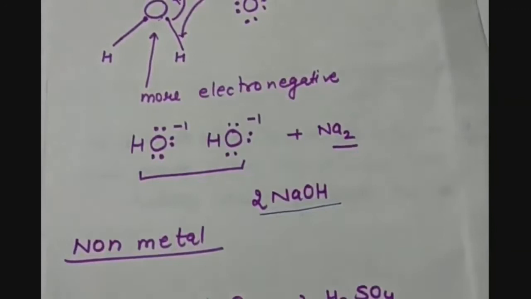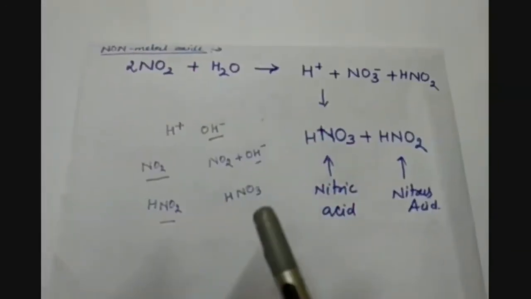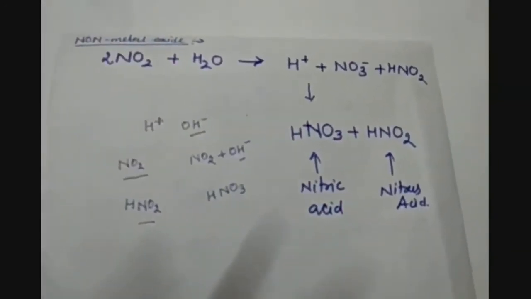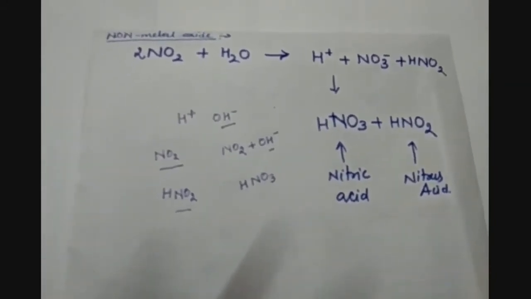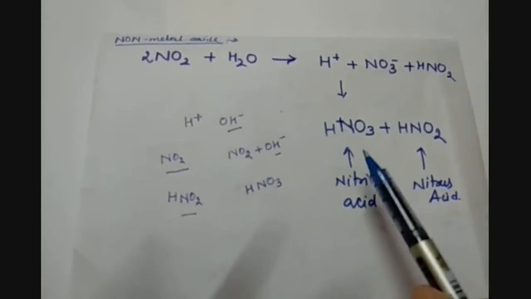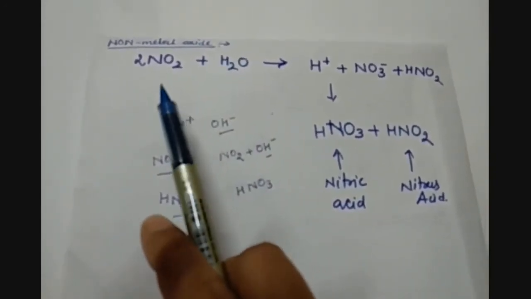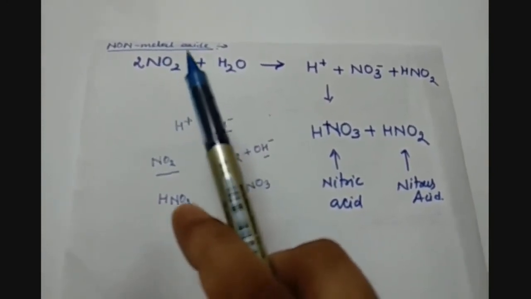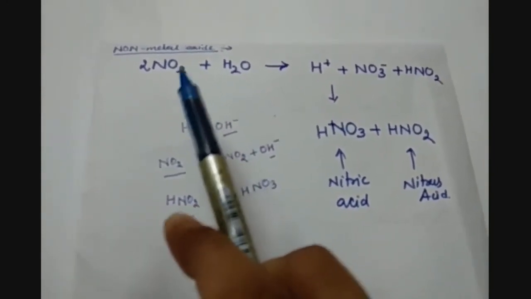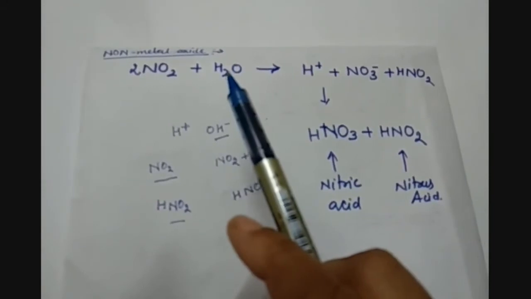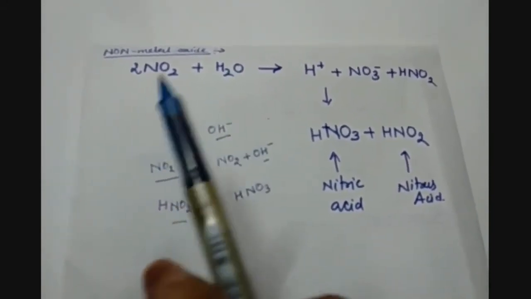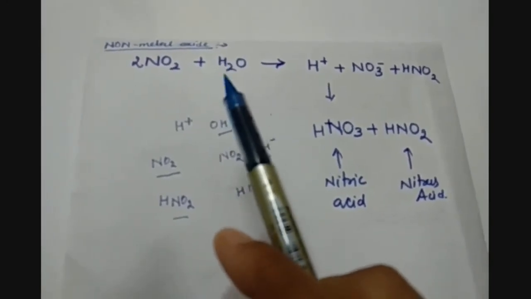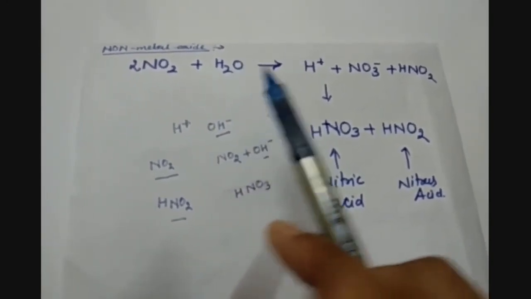Now let us talk about the non-metals. So for non-metals, we can have one example. Let us see what happens when a non-metal reacts with water. When a non-metal oxide reacts with water, then acids are produced. Why? Because when a non-metal oxide like NO2, that is nitrogen dioxide, which is gaseous, is dissolved in water, then as nitrogen cannot displace hydrogen from here, what happens?